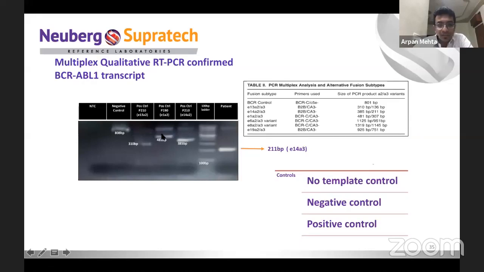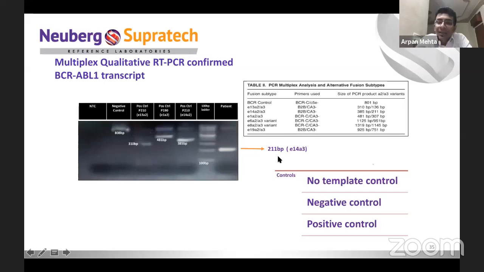And then there is positive control. Depending upon which control we use, we see 2 bands. One is of control band and one is size specific product. So in this patient, we found 2 bands. One is a very faint control band and one is a positive band product, which we found at around 211 base pairs. And this was E14A2, A3 type of transcript. So this is a rare transcript.